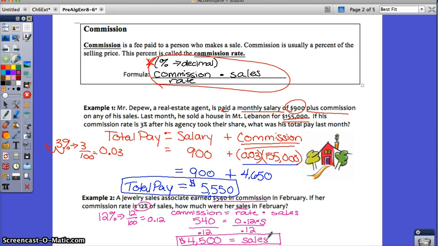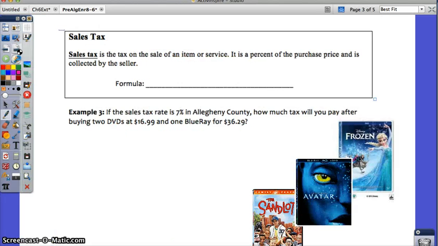So commission is one application of percent or rate problems. Let's look at another type, and the next two are going to be focused on tax, okay? One type of tax we have is sales tax. So tax is on the sale of an item or service. It is often a percent of the purchase price and is collected by the seller. Same thing here, guys. So the sales tax is going to equal the sales tax rate times the purchase amount. We're taking that rate and we're going to multiply it by the purchase amount.